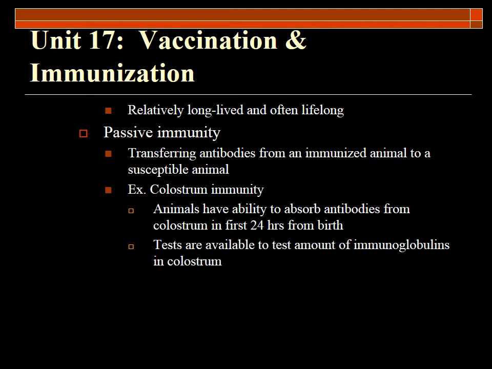Next is what we call passive immunity, so transferring antibodies from one immunized animal to a susceptible animal. So again, think of colostrum immunity, where animals have the ability to absorb antibodies from colostrum within about the first 24 hours after birth. And there are lots of tests available to test immunoglobulin content in your colostrum, and I would stress to you, if you're having issues with young stock after birth that just are unthrifty, they don't take off right away, it might warrant testing your colostrum to see if you've got antibody levels that are too low. And then find a way, work with your veterinarian again, find a way to improve immune response there.